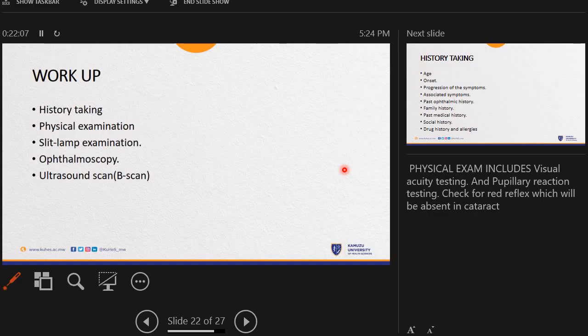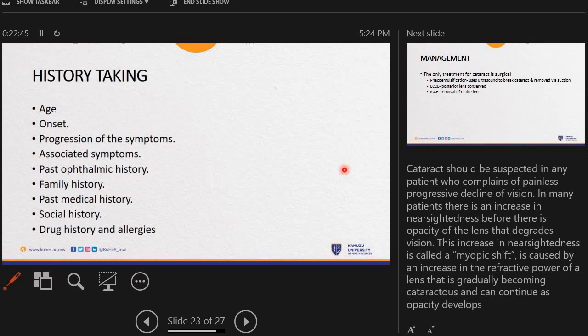You're going to perform a physical examination where you're going to do visual acuity testing, pupillary reaction testing, and check for the red reflex, which will be absent in cataract. You can also perform a slit lamp examination, as well as a brightness scan, where the lens will show this opaque appearance.